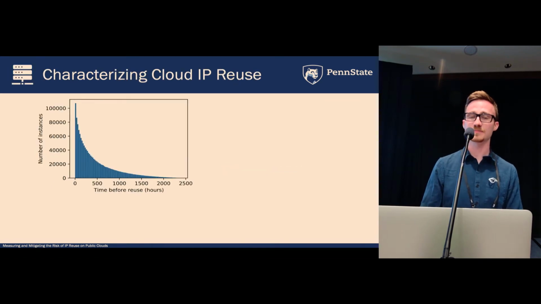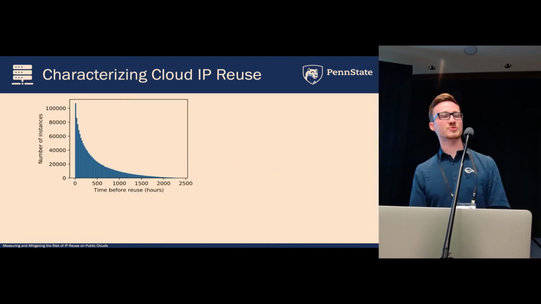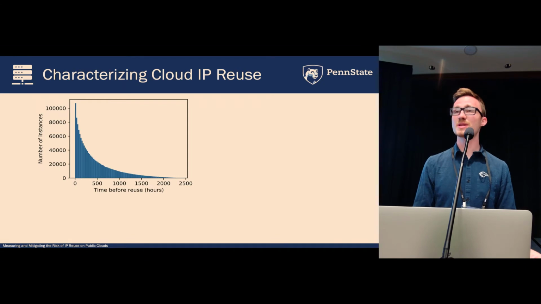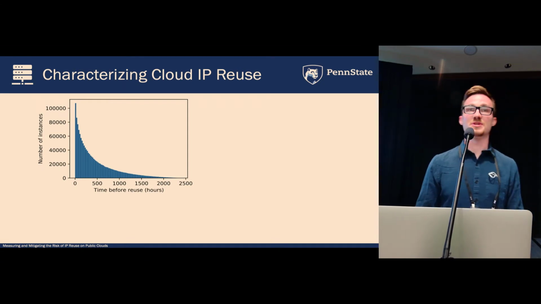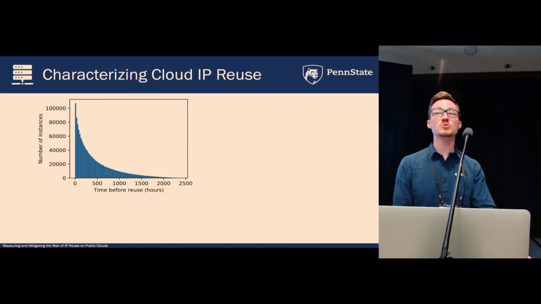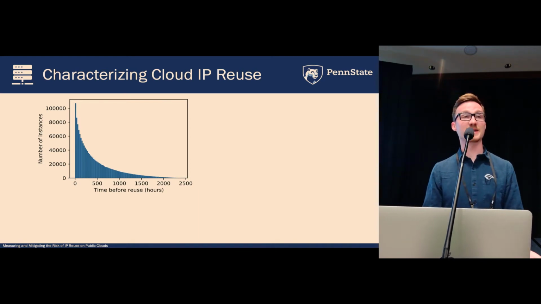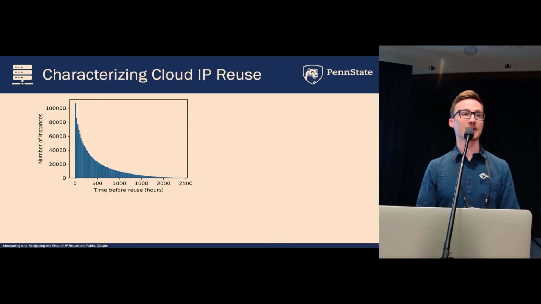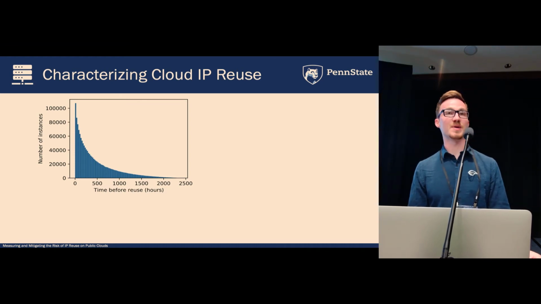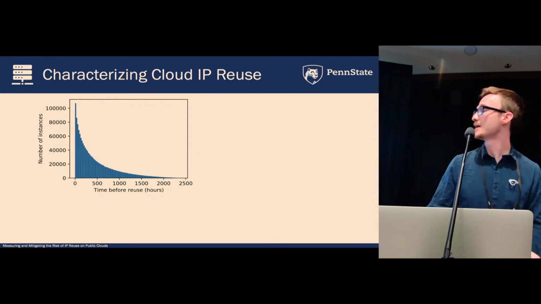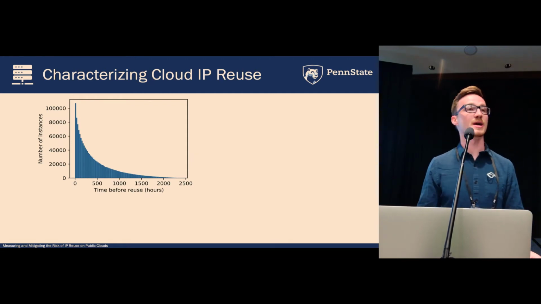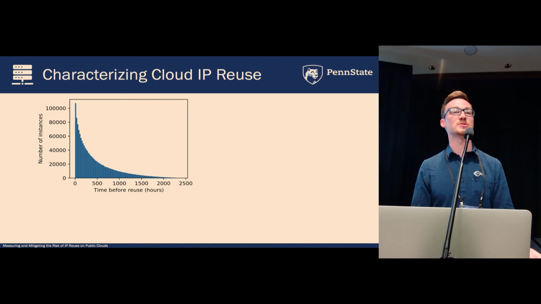Now, because we'd like to characterize IP address reuse directly, we need to understand a little more about the IP pool. To do this, we take advantage of the scale of our experiment. Because we provision so many servers, it's an inevitability that we receive the same IP address from the cloud provider multiple times. In order to analyze this, we measure the time period between when we receive the same IP address multiple times. This time between reuse is shown in this histogram. X-axis is hours between reuse, and y-axis is number of instances where we saw that behavior.